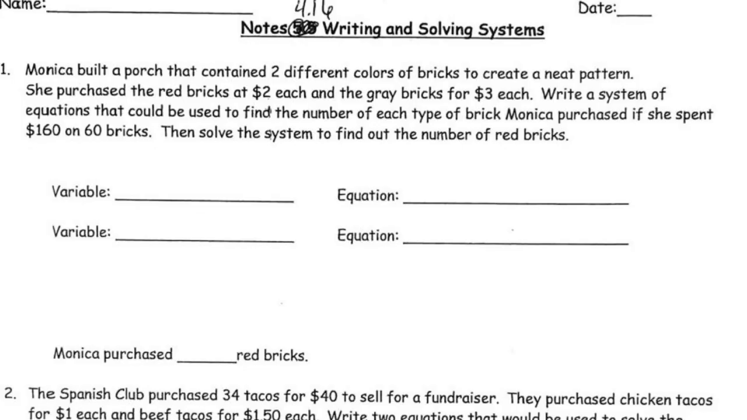So if Monica builds a porch that has 2 different colored bricks to create a pattern, she purchased red bricks for $2 and gray bricks for $3. Write a system that can be used to find the number of each type of brick she got, and she spent $160 on 60 bricks. Okay, there's a lot going on there. Would you agree? So let's start with our variables.